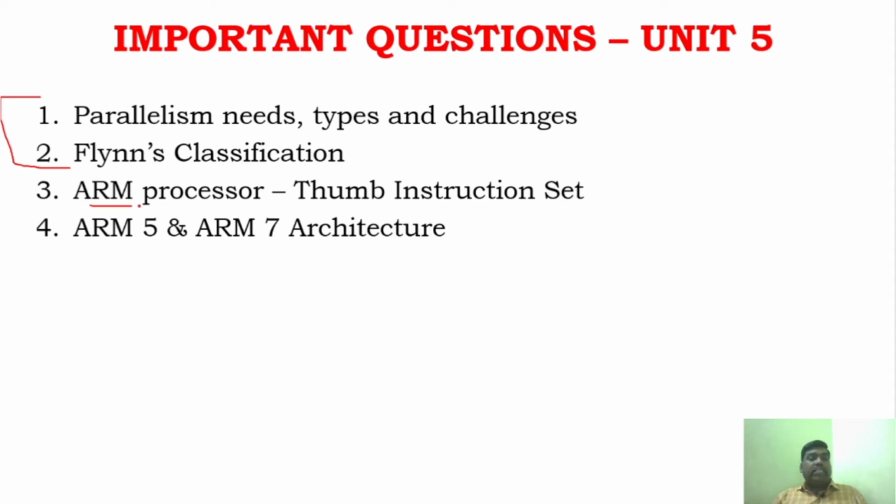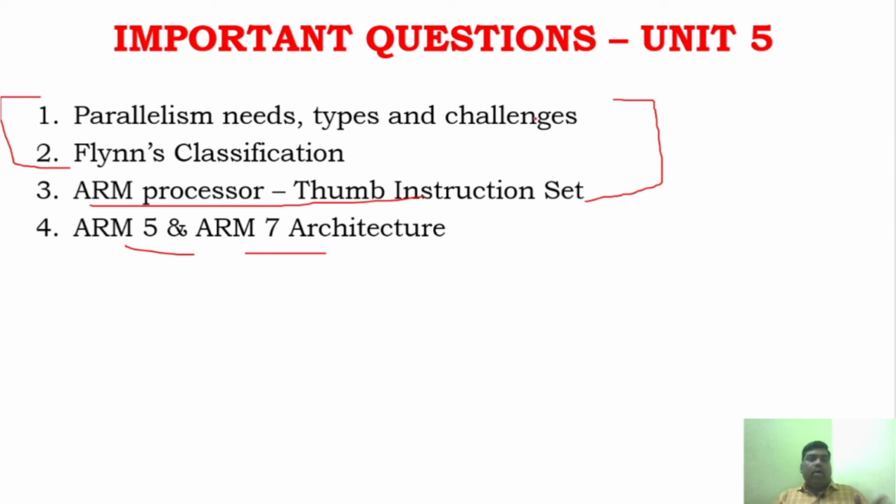And ARM processor, basic concept and Thumb instruction set, that is a very important question. And you can just go through the architecture of ARM 5 and ARM 7. It can be asked, and in part C also it can be asked. So just go through the diagram and read what is what. But make very sure you definitely study these 3 questions. This is about important questions for COA.